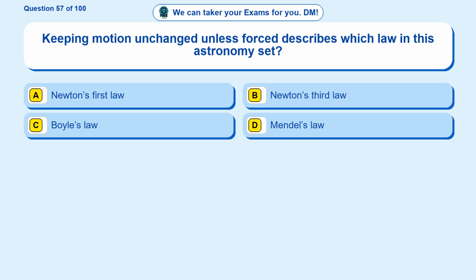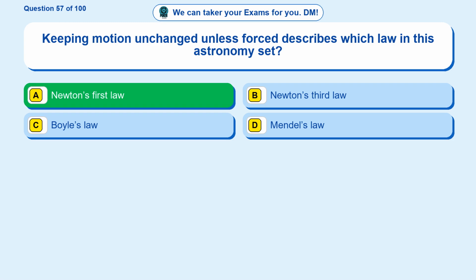Question 57. Keeping motion unchanged unless force describes which law in this astronomy set? Option A, Newton's first law. Option B, Newton's third law. Option C, Boyle's law. Option D, Mendel's law. The correct answer is option A, Newton's first law.